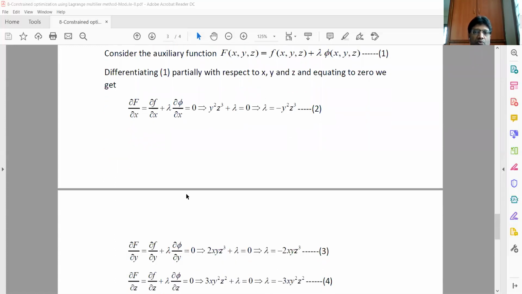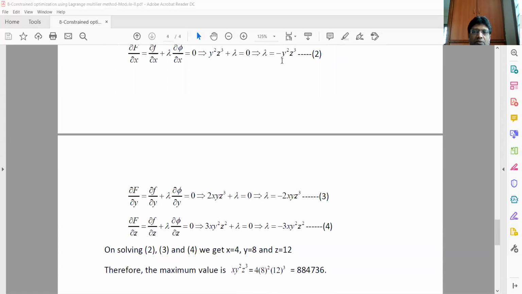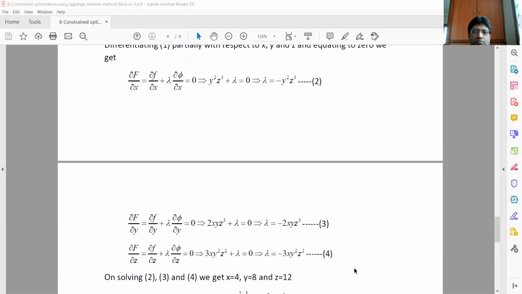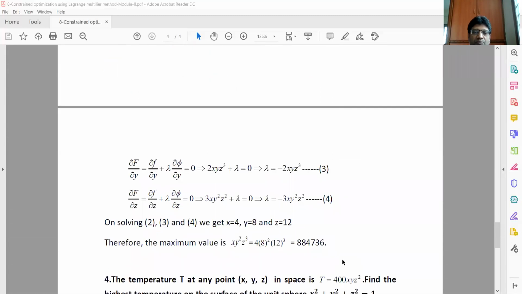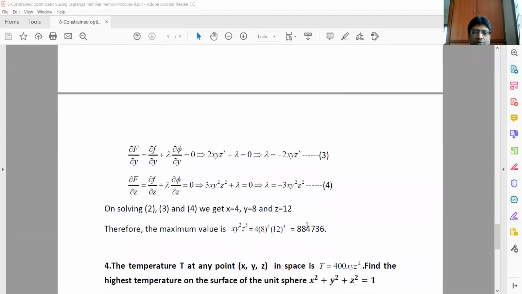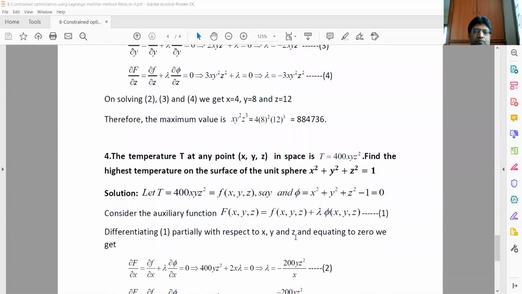Similarly, dou f by dou y is 2xyz cube plus lambda. Dou phi by dou y is 1. From this you will get lambda. So if you solve 2, 3 and 4, you will get x is 4, y is 8 and z is 12. Therefore, what's the maximum value here? Maximum value is x y square z cube. So you will get this value, right?